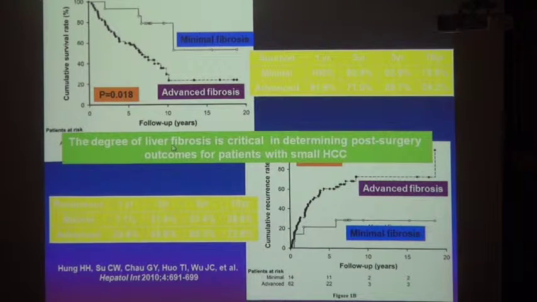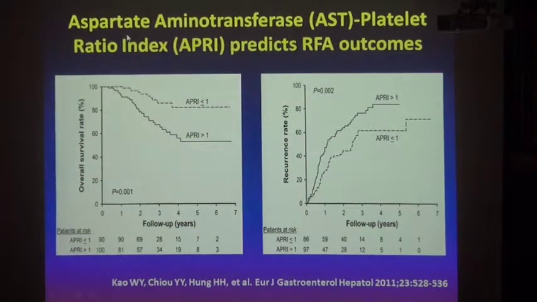And the degree of the liver fibrosis is very critical in determining the post-surgery outcomes for patients with small HCC. So using this method, we compare the AST to platelet ratio index, which we call the APRI, can predict the IFA outcomes. So we can see if the APRI ratio is smaller than 1, the overall survival is better, and the recurrence rate is also better.